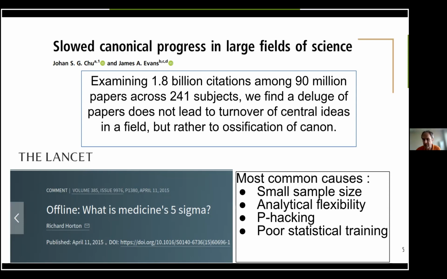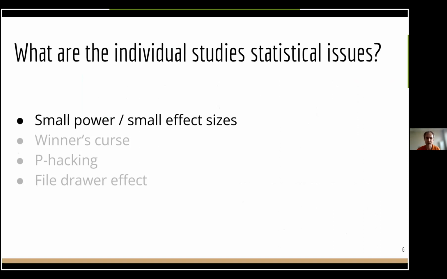And mostly that's because of small sample size, analytical flexibility, p-hacking aspect, statistical training, and so on. So I'd like to just remind everyone that this is the background we are in, a huge number of publications, and within that huge number of publications, not always very good, solid results at the individual study level. And that's why, obviously, we want and need to do meta-analysis.